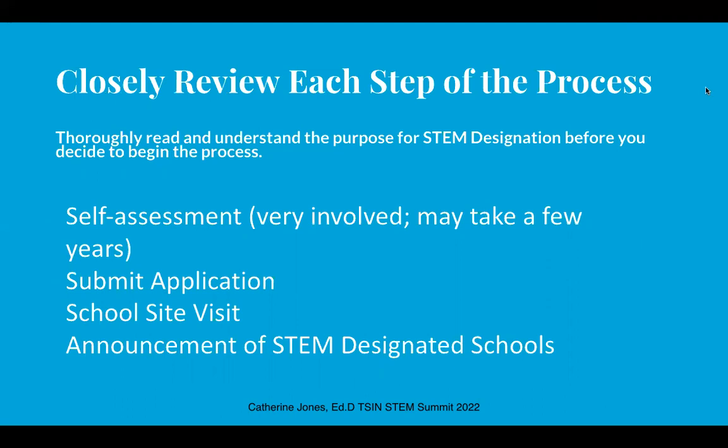So we've gone through a lot. Closely review each step of the process for designation. Thoroughly read and understand the purpose for STEM designation before you begin the process. You have your self-assessment, that's very involved. The application, which is also very involved, but the self-assessment is really where all the work takes place. Then if the application is worthy, the school will receive a site visit. If not, the school will receive some feedback, areas to work on. And then finally, the announcement of the STEM designated schools.